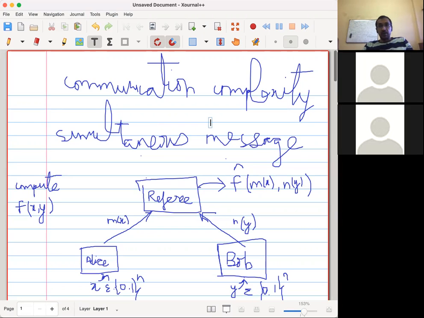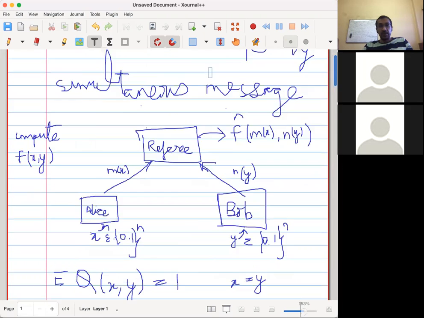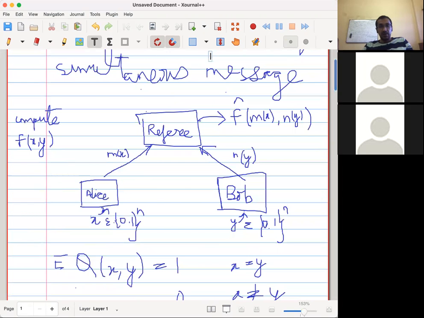So the simultaneous message model is as follows. This is the simplest model of communication complexity. There is some function which we would like to compute, f of x comma y. It depends upon two inputs that I'm calling x and y. In this simultaneous message model, there are three parties: Alice, Bob, and referee. Alice is given an input x, Bob is given an input y.